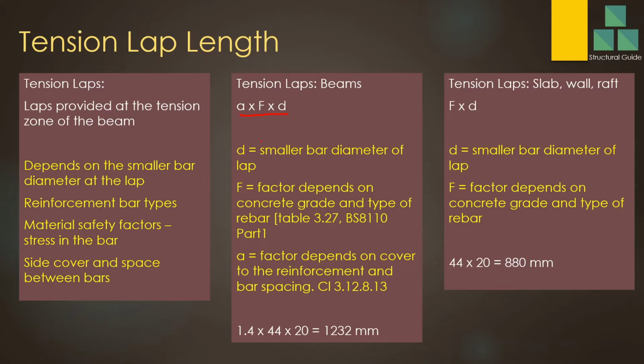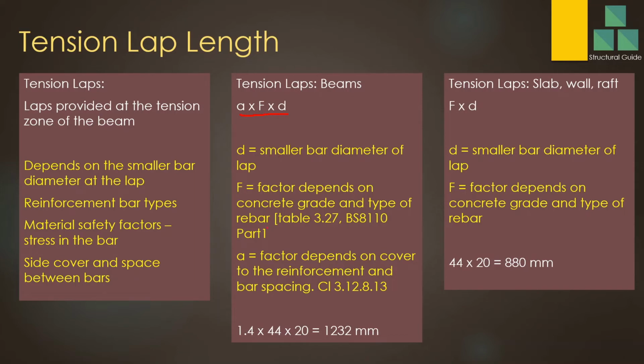So we have to consider the concrete grade. With the concrete grade, this factor is varied. The higher the concrete grade, the smaller this factor. You can reduce this factor when the grade increases, because we can have higher bonding strength when you increase the concrete grade. A is a factor depending on the cover or the reinforcement bar spacing.